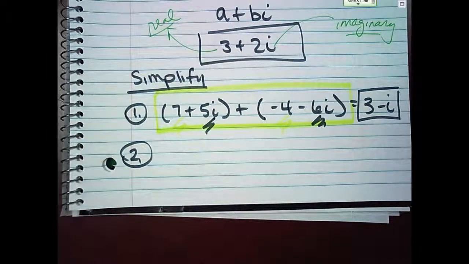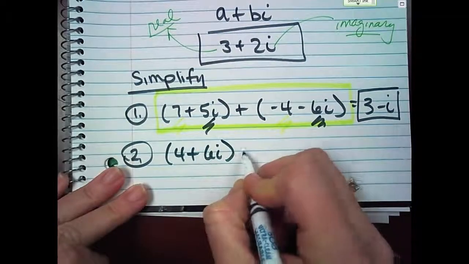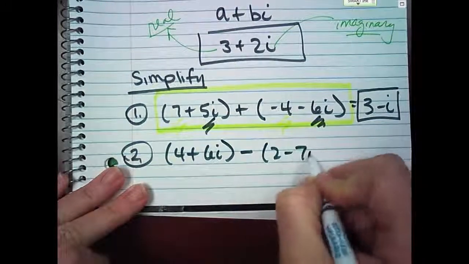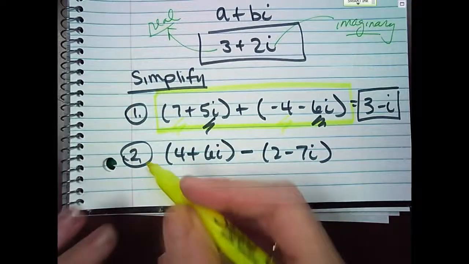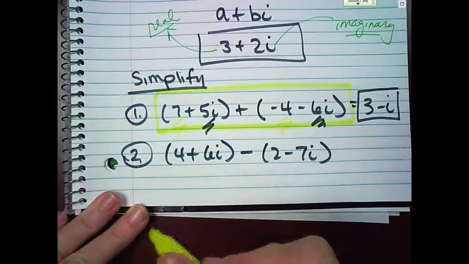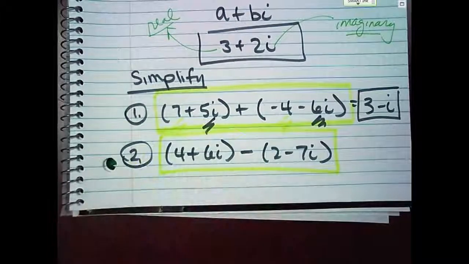Alright, our next one, number 2. 4 plus 6i minus 2 minus 7i. What mistake do the kids make right here? Just tell me what it is so that when you grade tests for me, you'll know what mess you're going to make. Jake, what mistake do we make? You don't know? Raise your hand.